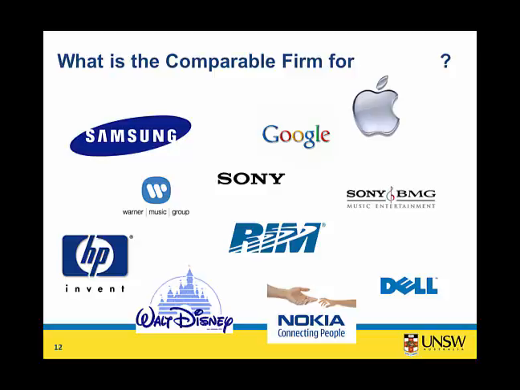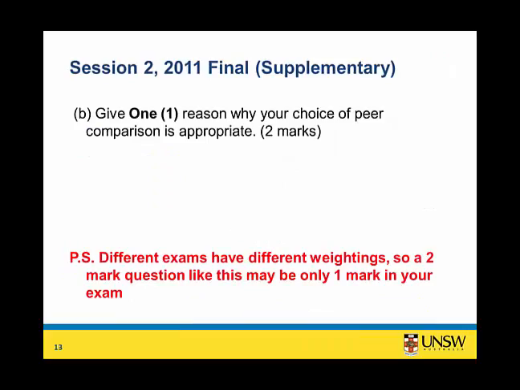So let's consider a past exam question. This part of the question is asking for one reason why your choice of peer comparison company is suitable or appropriate. So we need to look at finding a peer company and having it supported by a reason. In order to get the marks for this question, you need to use a bit of general business knowledge and suggest why, once you've selected that company, it is a good match.